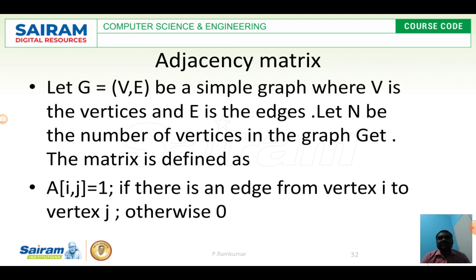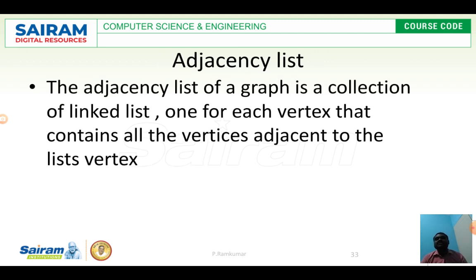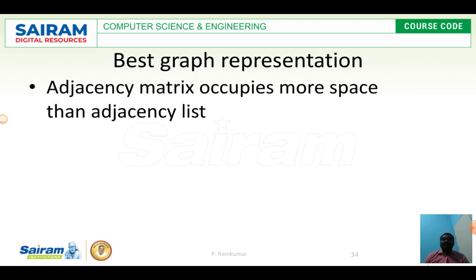Let G is equal to (V, E), vertices and edges, be a simple graph where V is the vertices and E is the edges, and n be the number of vertices in the graph. The matrix is defined as A of ij equal to 1 if there is an edge from vertex i to j, otherwise 0. Adjacency list, as I said before, is a collection of linked lists, one for each vertex, that contains all the vertices adjacent to that vertex. And I told you that adjacency list is the best because adjacency matrix occupies more space.